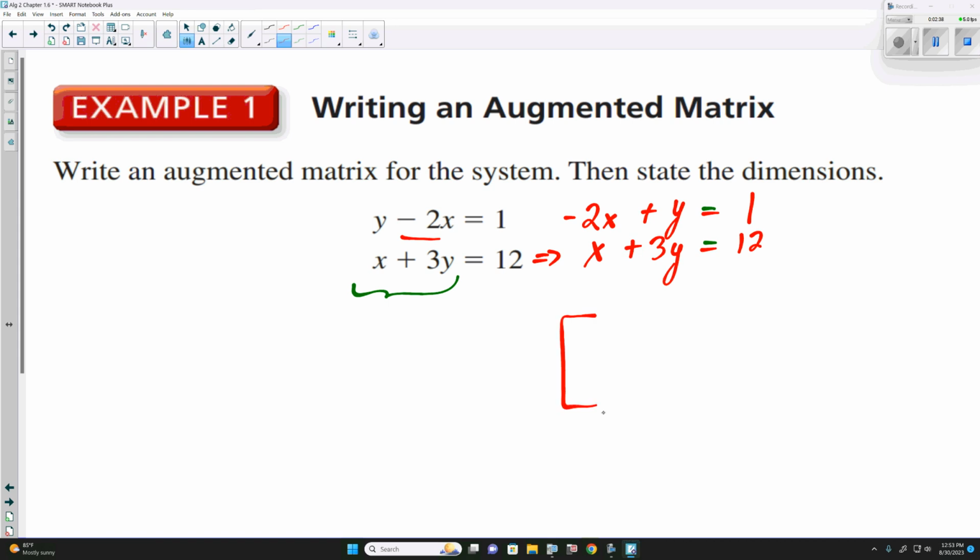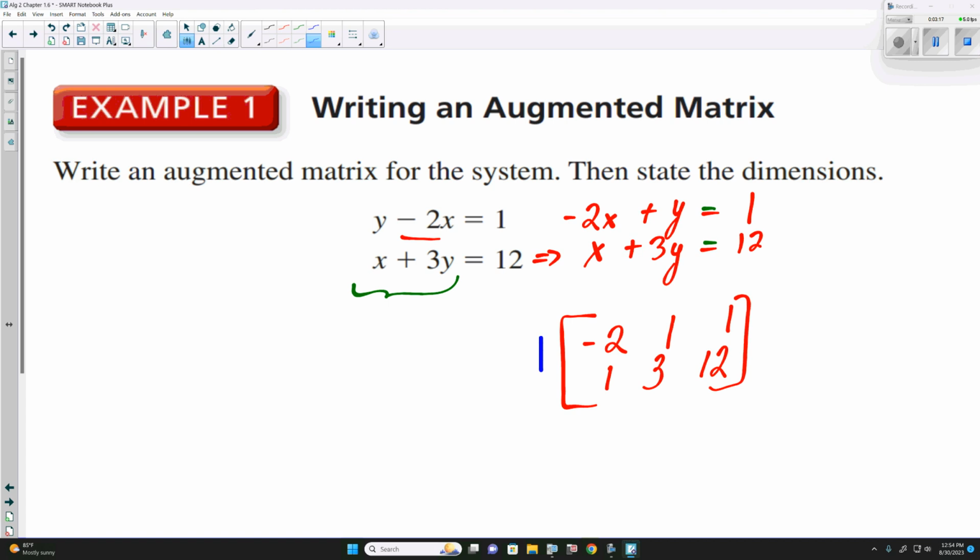Now we're going to write the augmented matrix. So we take the coefficients, the numbers in the front of the variables, and then the number itself. So our first number is going to be what? -2, followed by 1 from the y, and then it's equal to 1. So our first row is -2, 1, 1. What's the next one going to be? 1, 3, 12. So for this system of equations, our augmented matrix is the matrix -2, 1, 1, 1, 3, 12.